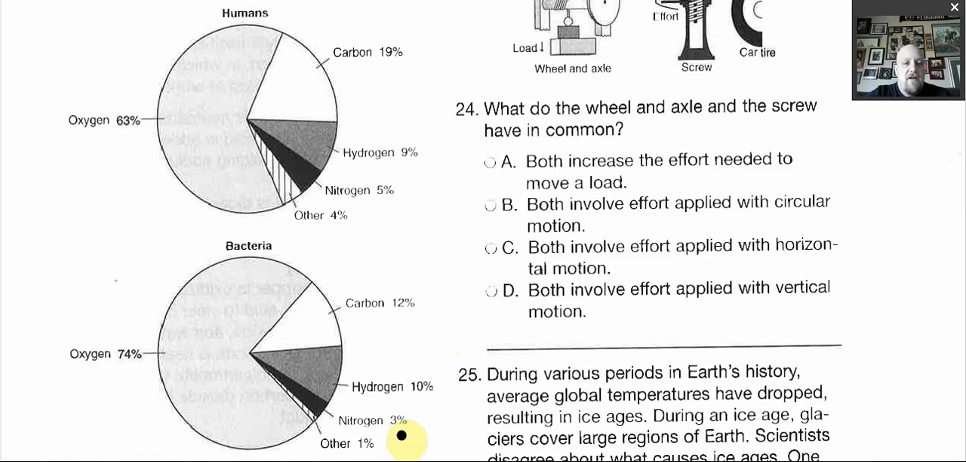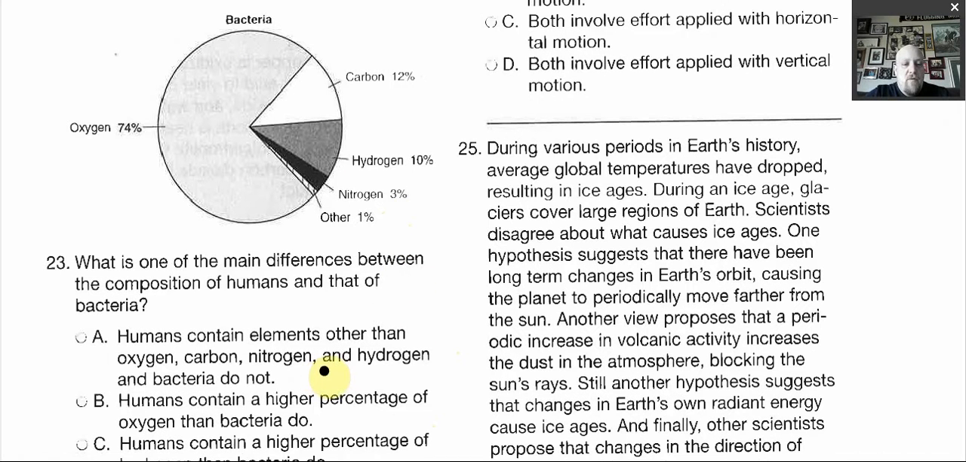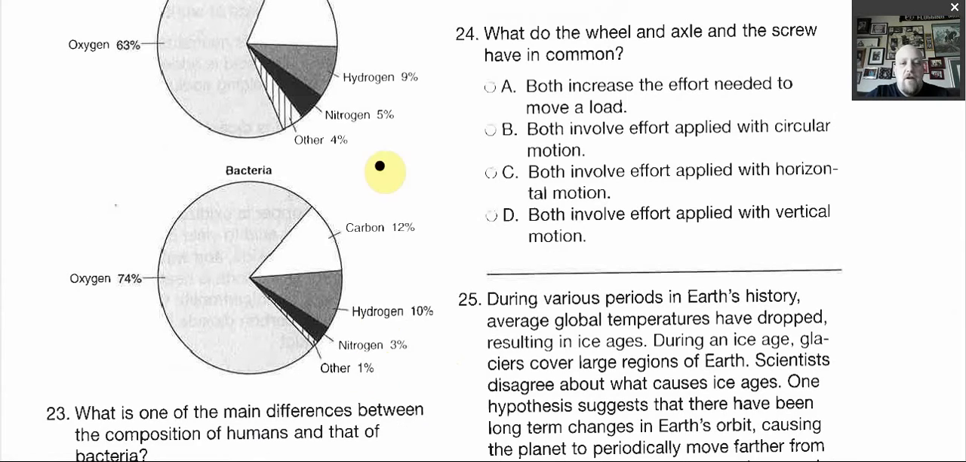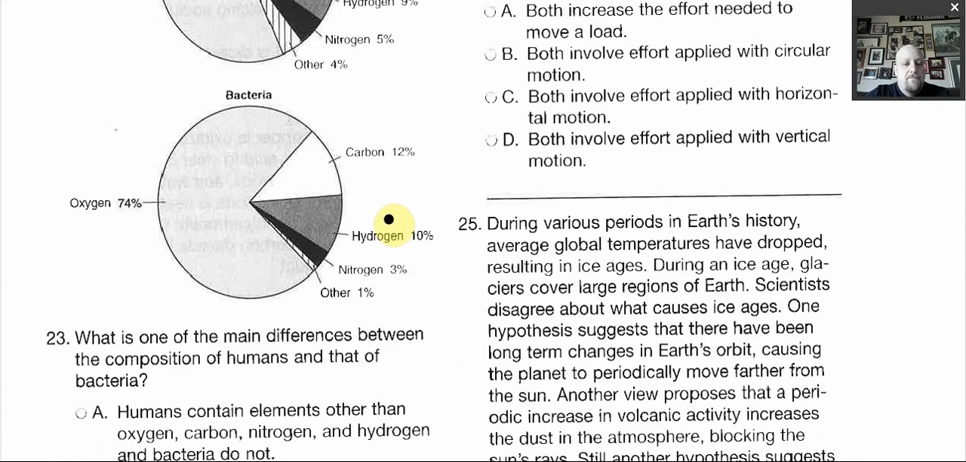So nitrogen, 3%, other 4%. Carbon is much higher for humans. Oxygen is much lower. Hydrogen is lower. Nitrogen's a little bit higher, but not much. And then others a little bit higher, but not much. Humans contain other elements other than hydrogen, carbon, nitrogen, hydrogen. Nope, they both contain the same elements here for the most part. And both of them contain something other than these elements right here.